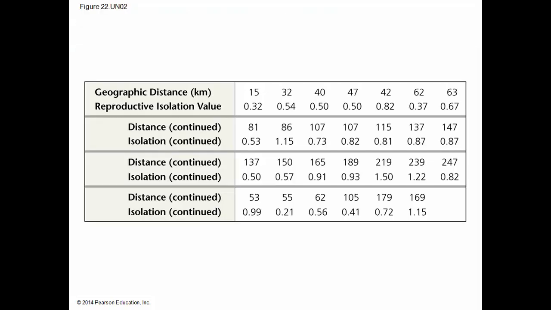Okay, here's that chart they talked about earlier. I don't know why they put it here at the end, but here's the geographic distance and the reproductive isolation value. This is relatively close here, and this could be kilometers, and here the distance to the next nearest population is much further away, and it has a greater reproductive isolation value. So closer, lower reproductive isolation value; further away, greater reproductive isolation value.